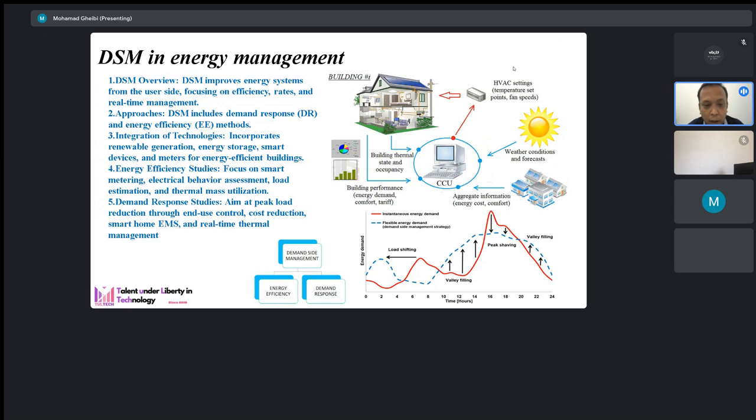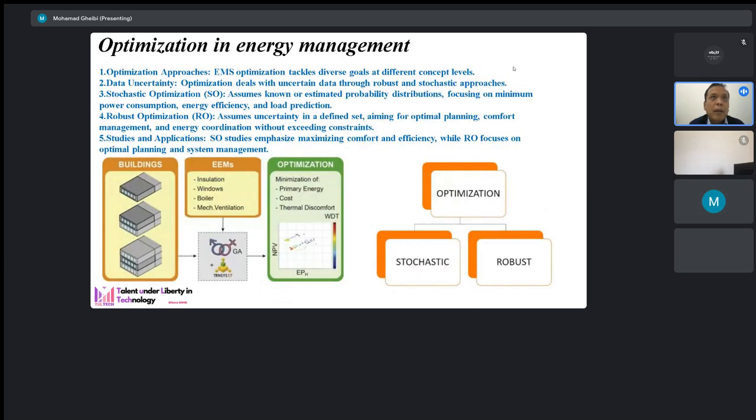Overall, DSM plays a crucial role in optimizing energy usage, improving efficiency and reducing cost through a combination of demand response and energy efficiency measures, supported by the integration of advanced technology and insightful data. Next slide: optimizing energy management encompasses several key points.